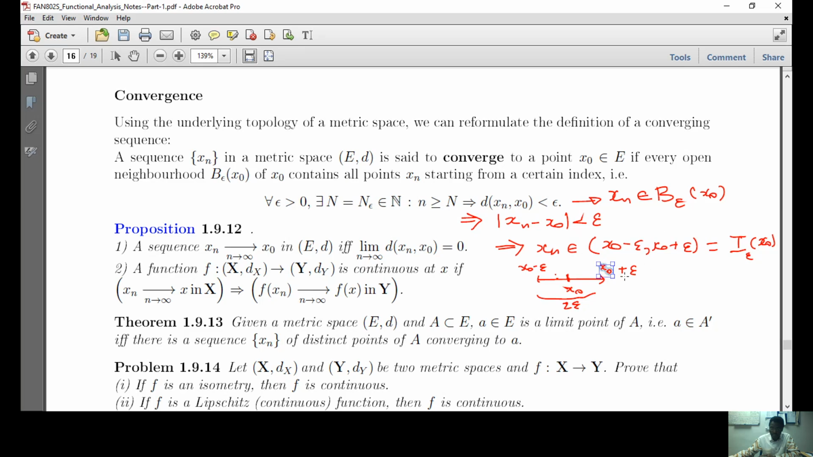For the ball, instead of an interval, now we are in a space. If we are in a one-dimensional space, like in R, this open ball will coincide exactly with the open interval. Now, if we are in R2, it will coincide with a circle centered at X0 of radius epsilon. The radius being epsilon, the diameter will be 2 epsilon. So that's the connection I want to show you.